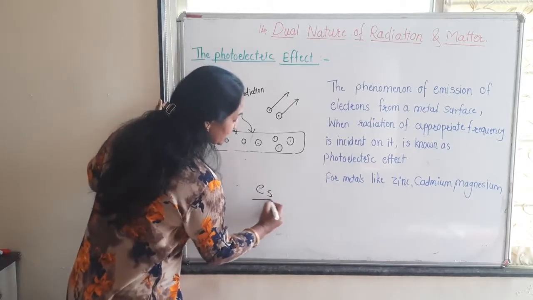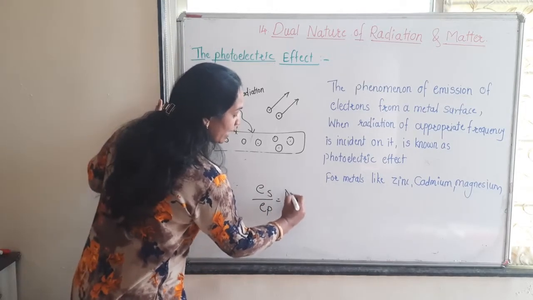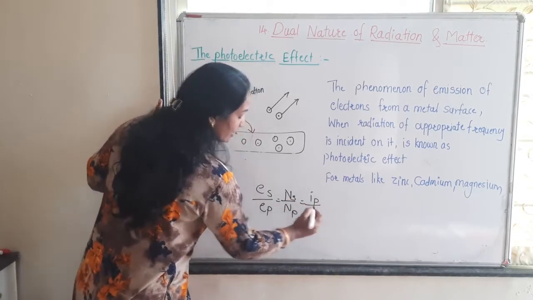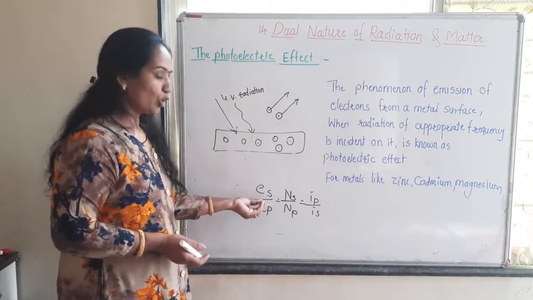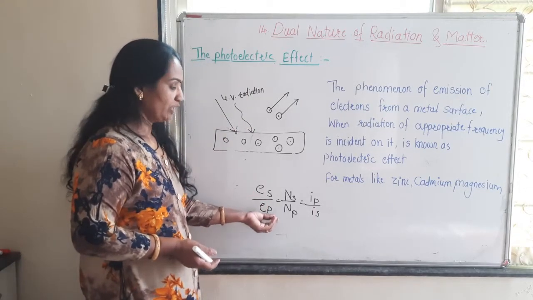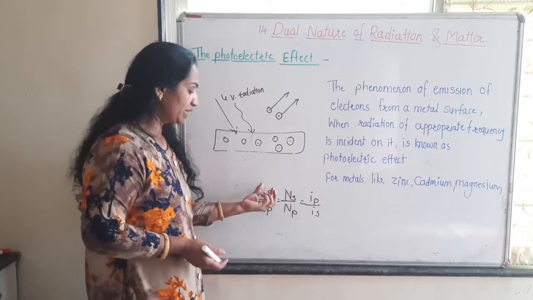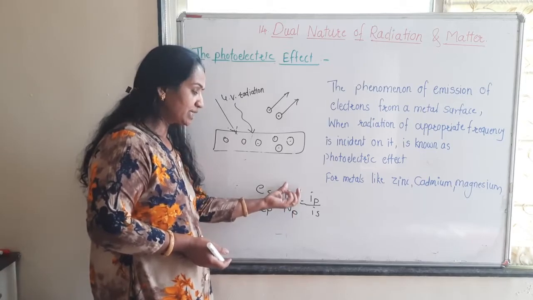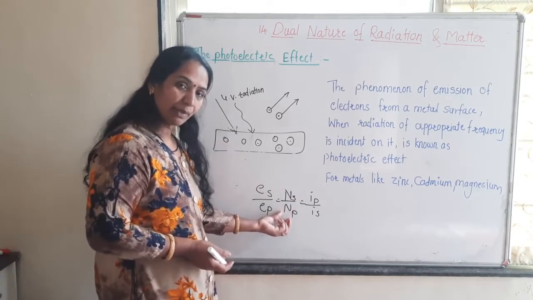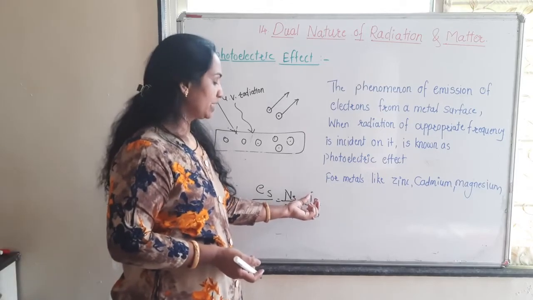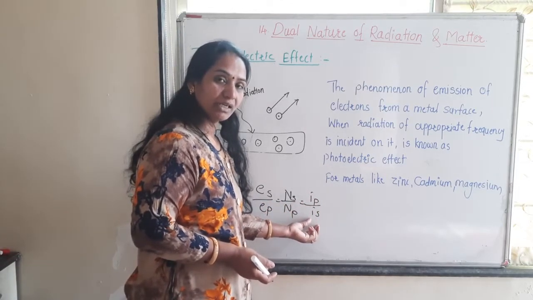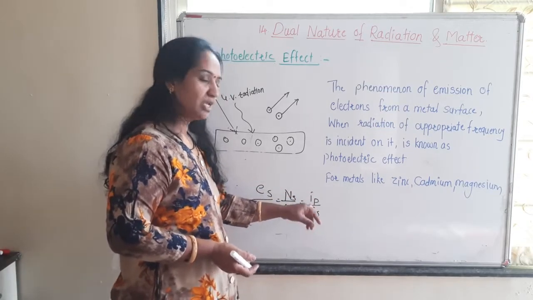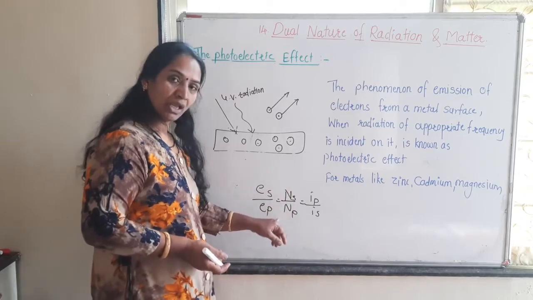According to the transformer, we derived the formula Es upon Ep equals Ns upon Np equals Ip upon Is. That is, the EMF in the secondary coil upon the EMF in the primary coil equals the number of turns in the secondary coil upon the number of turns in the primary coil, which equals the current in the primary coil upon the current in the secondary coil.